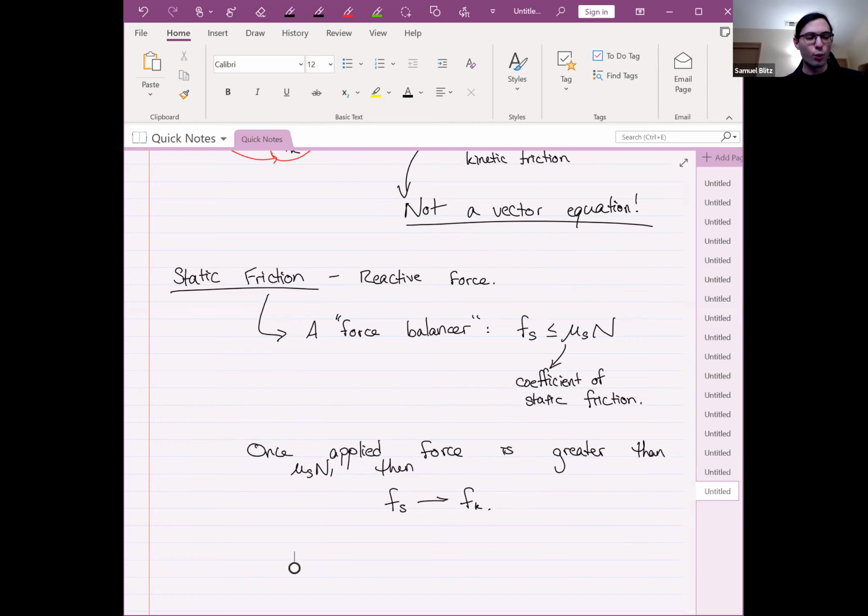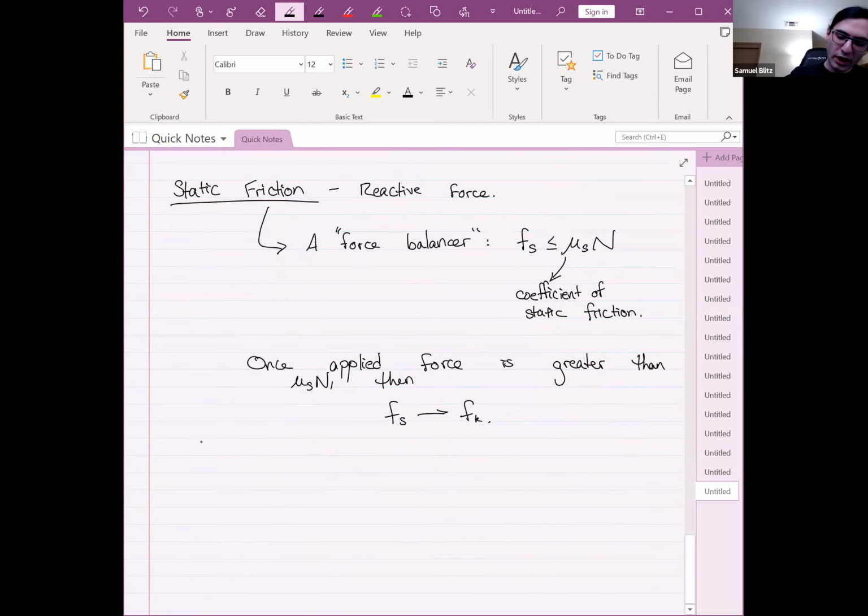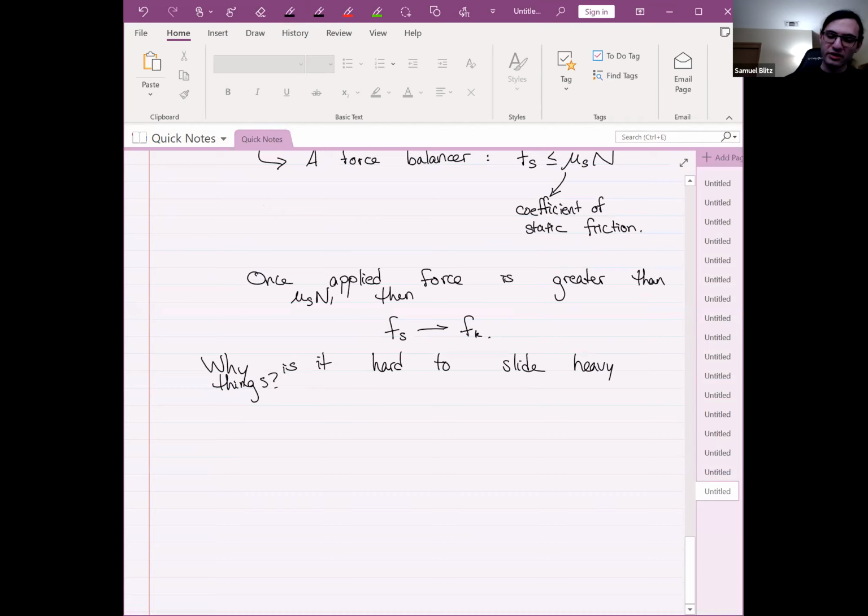So the question then is, why is it hard to slide heavy things? Well, and this will be the last thing answering this question, the answer is relatively straightforward. Assuming only gravity is present, like an object just sitting there, not in some complicated setup, then the maximum static frictional force is equal to mu sub s times N.